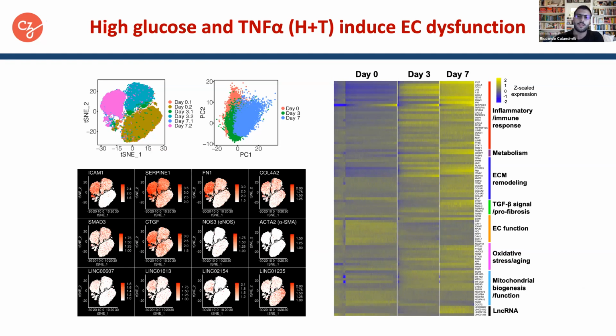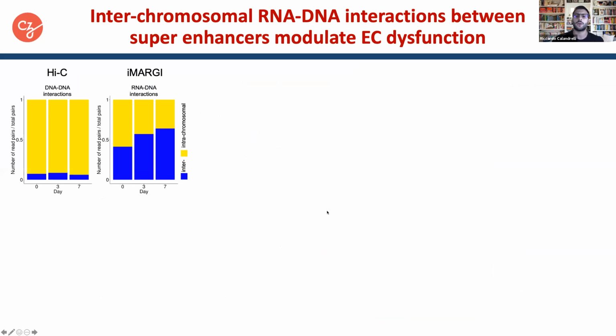And indeed, our 3 samples were well separated in the UMAP plot, and also we saw that genes contributing to EC dysfunction were upregulated in the 3 and the 7 day samples. Then we looked at the genome interactome, and while chromatin interactions from Hi-C weren't really changing over the time course, we noticed instead a strong increase in the number of inter-chromosomal RNA-DNA interactions, here shown in blue, meaning the amount of RNAs in proximity to a piece of DNA on a different chromosome.